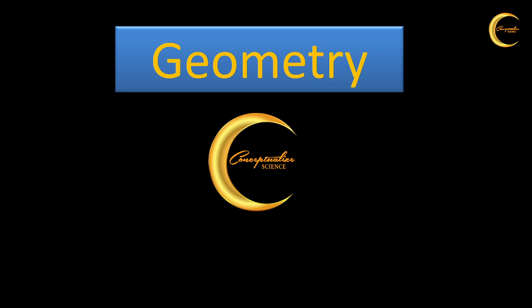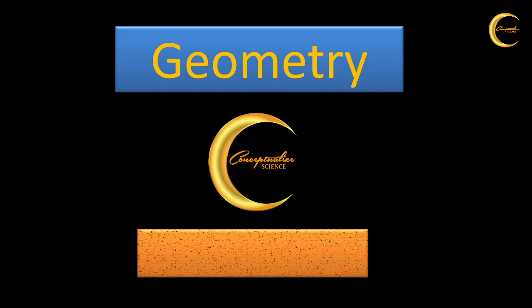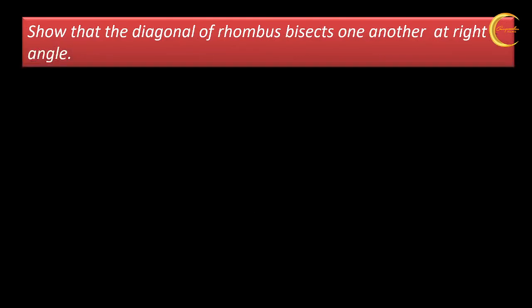In this video, we are going to discuss a simple but very important problem. The diagonals of a rhombus bisect at a right angle. Now let's see the problem. Show that the diagonals of a rhombus bisect one another at right angles. First we see the diagram of this problem.